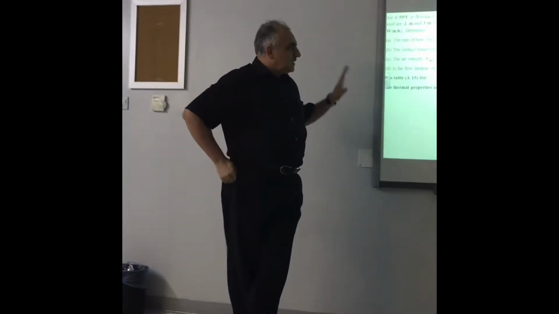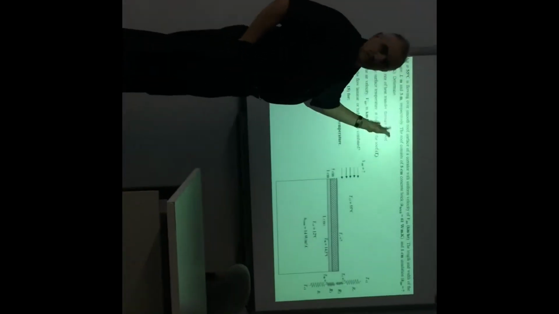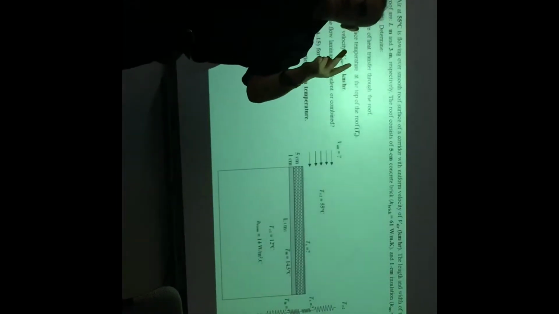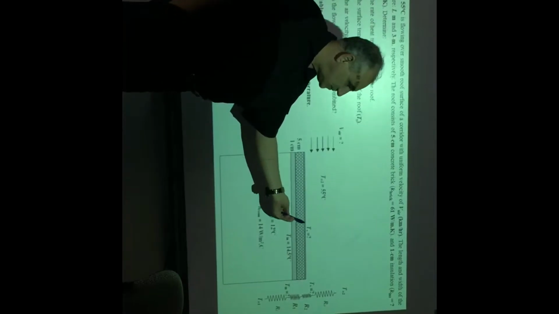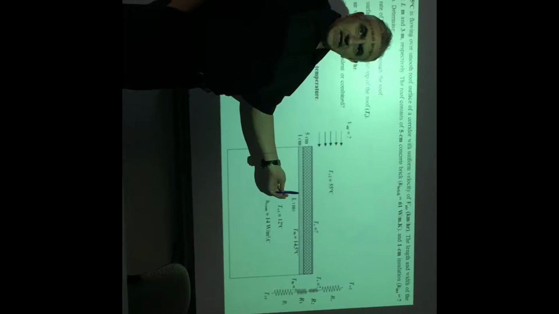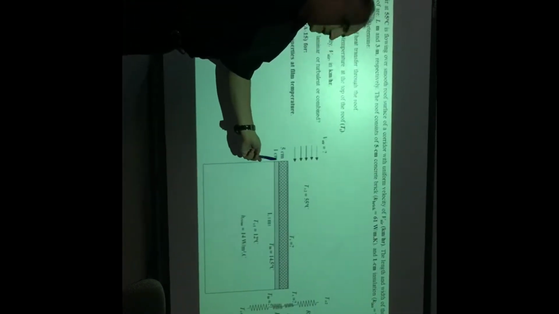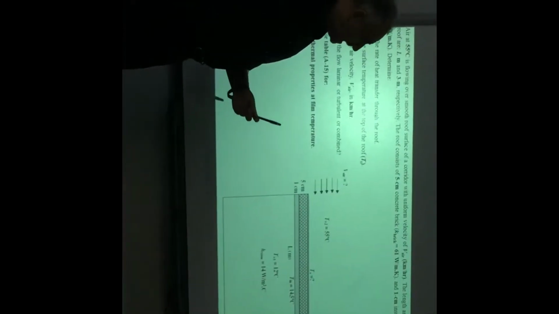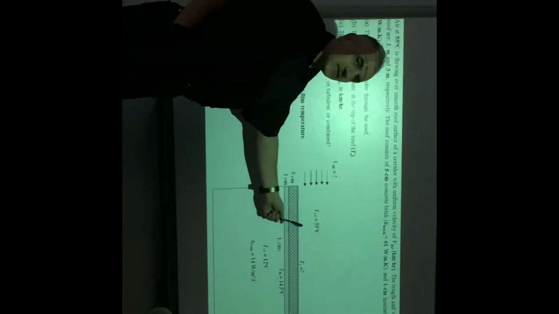Now, let's see what the problem is. First, we have a corridor that has a roof. The roof consists of two construction elements. First is the brick, at the top, and there is insulation at the bottom. The brick is 5 centimeter thickness, insulation 1 centimeter thickness. I need you to calculate the rate of heat transfer through the roof.